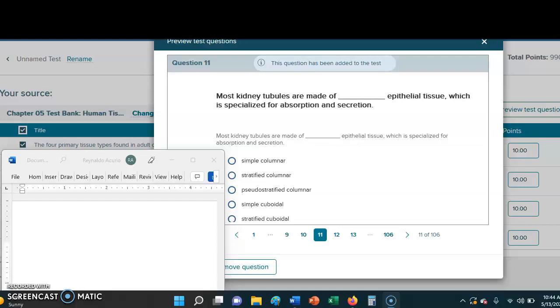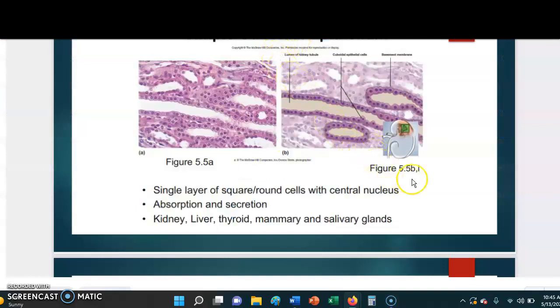Okay, next question. Most kidney tubules are made of blank epithelial tissue, which is specialized for absorption and secretion. Okay, let's stop the video for 5 seconds. Okay, and we have stratified columnar, simple columnar, pseudostratified. Let's take a look at the figure. And right here we have the kidneys as an example, and we have the tubules right here. Okay, and now we have simple cuboidal, and the example right here is the kidney.